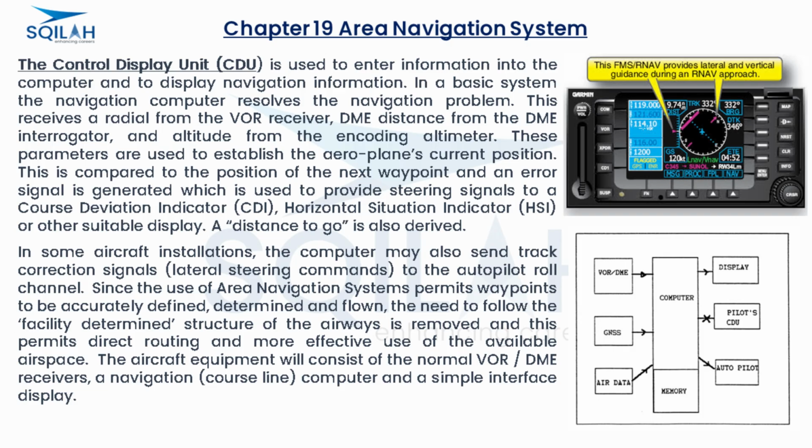Since the use of area navigation systems permits waypoints to be accurately defined, determined, and flown, the need to follow the facility-determined structure of the airways is removed, and this permits direct routing and more effective use of the available airspace. The aircraft equipment will consist of the normal VOR/DME receivers, a navigation, course line, computer, and a simple interface display.